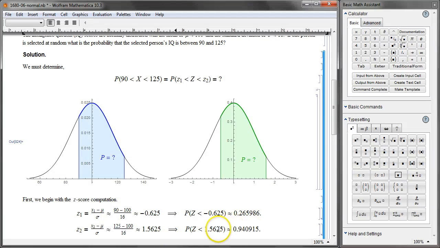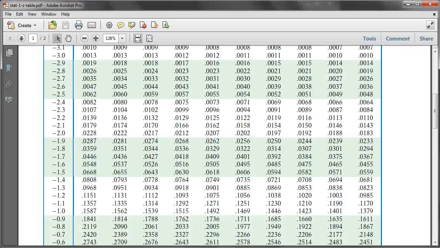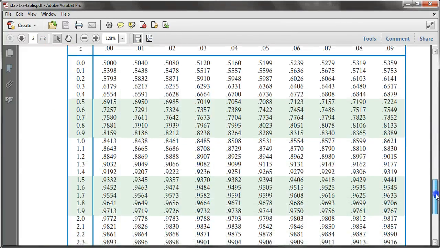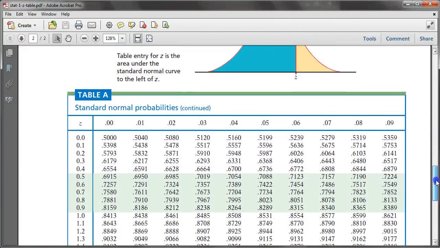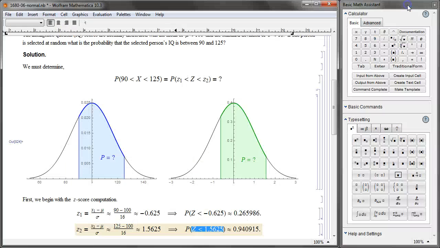Okay. And then for 1.56, look up this table, 1.56, we have 0.9406, and then we subtract one from the other. 0.9406 minus the previous figure I forgot, and calculate. We are going to get the middle number.